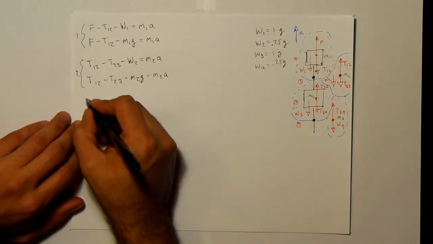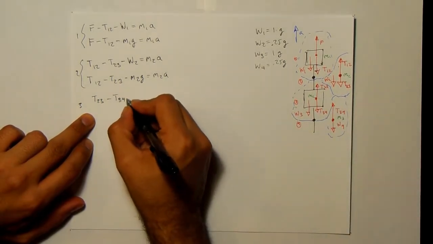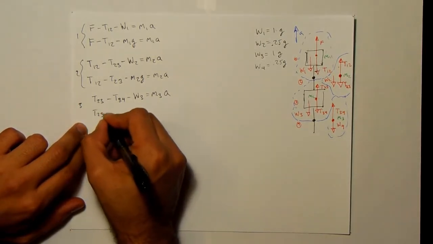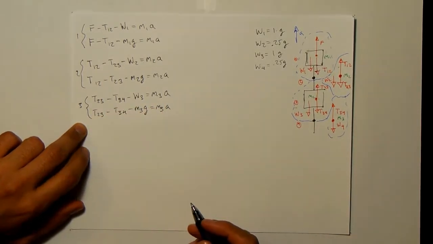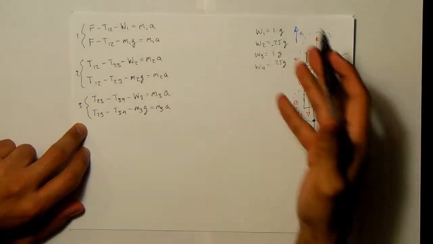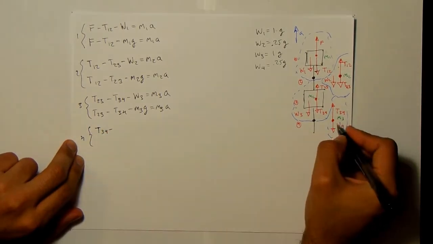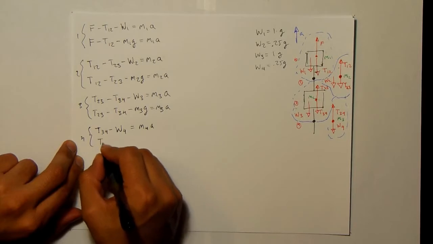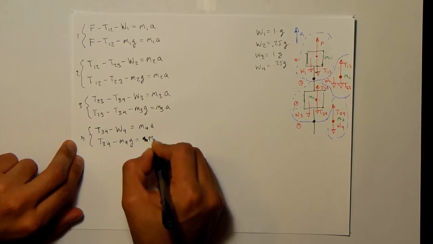These are for object 2. And we write it for object 3, T23 minus T34 minus weight 3. Third mass times acceleration, and then replacing this, T23 minus T34 minus mass 3 times G equals mass 3 times acceleration. All of this looks like a lot of noise, a lot of things that we don't know, but this final one is going to allow us to start the calculation, because this one only has the two forces acting on it, T34 going up positive, and the weight going down, weight 4. And T34 minus M4G equals M4A.